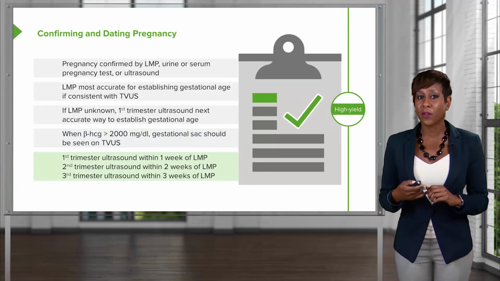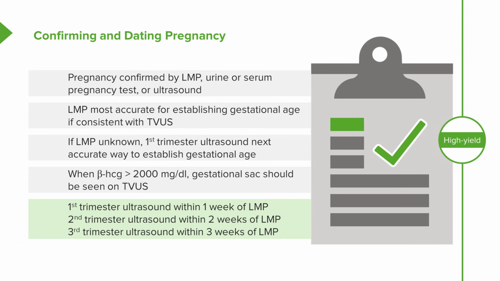And then remember that other little fact I told you. In the first trimester, the ultrasound should be within 1 week of the last menstrual period. In the second trimester, 2 weeks. And in the third trimester, 3 weeks.